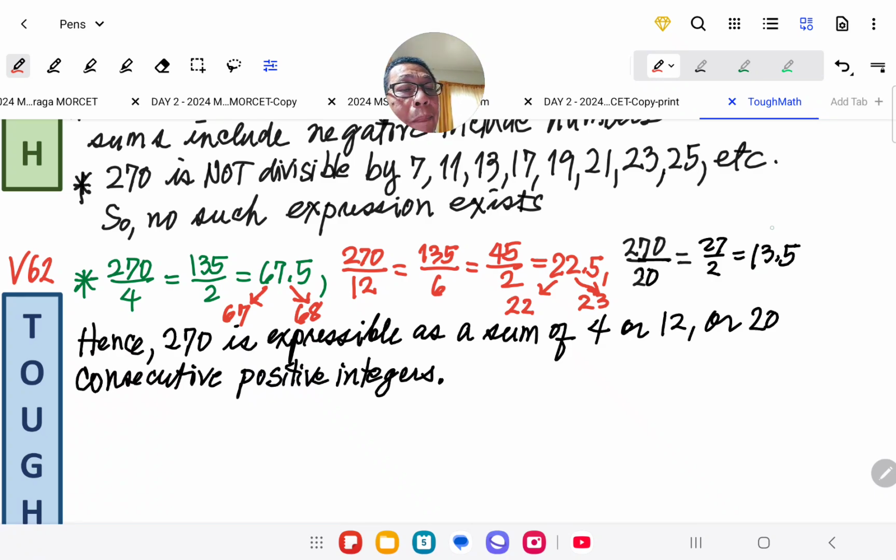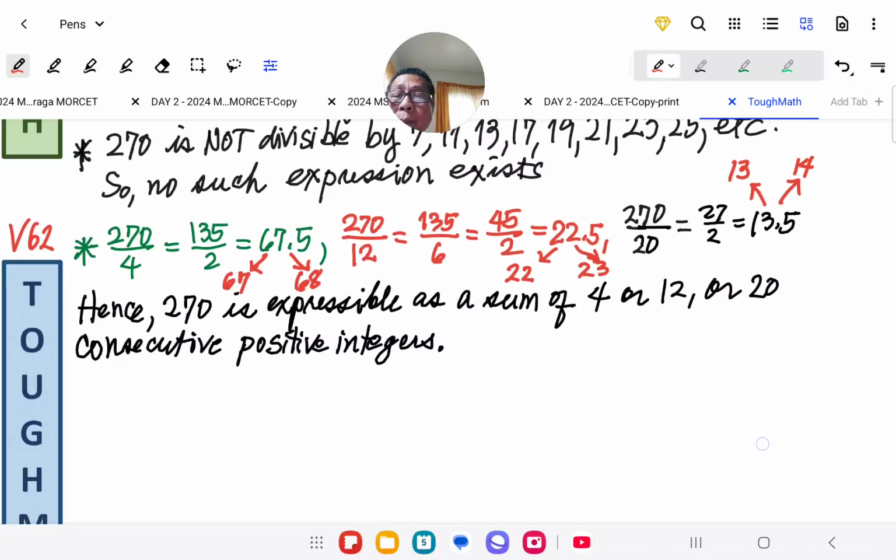And for this one here, the two middle summands are 13 and 14. And since there are 20, therefore there are 9 consecutive positive integers after 14, and 9 consecutive positive integers before 13.